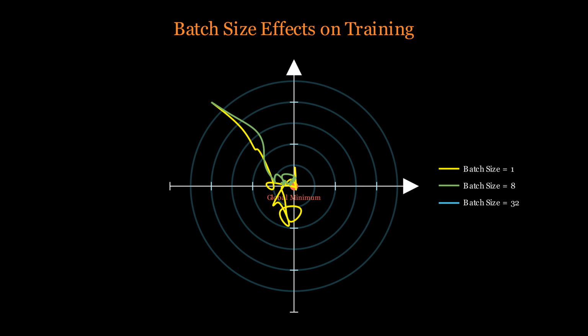Batch size 1 in yellow shows a very noisy, erratic path but can escape local minima. Batch size 8 in green shows a good balance of exploration and stability. Batch size 32 in blue shows a smooth, direct path but might get stuck in suboptimal solutions.